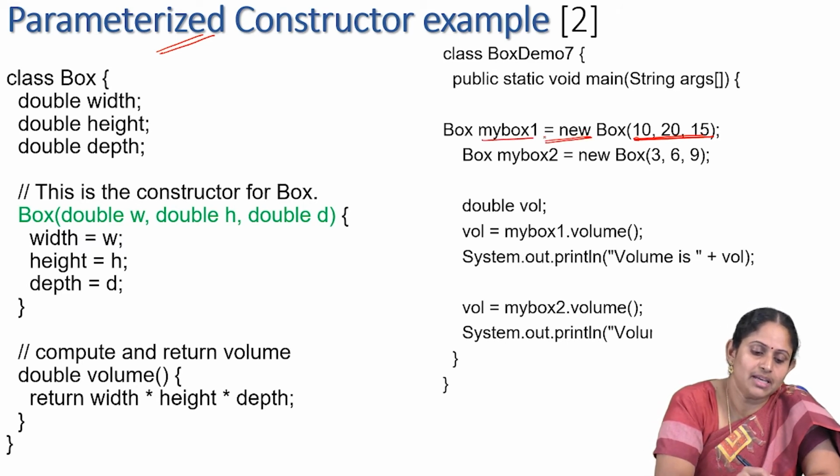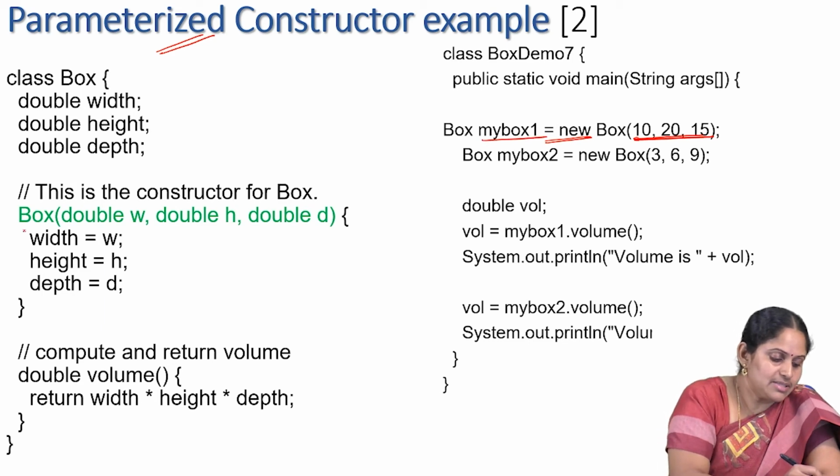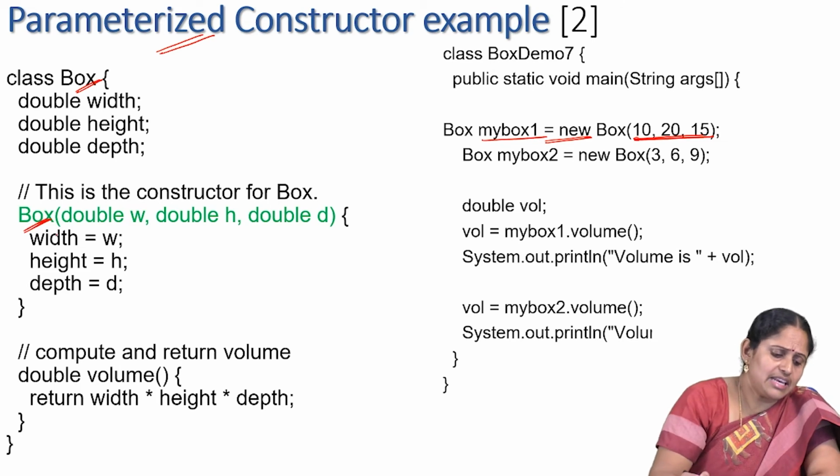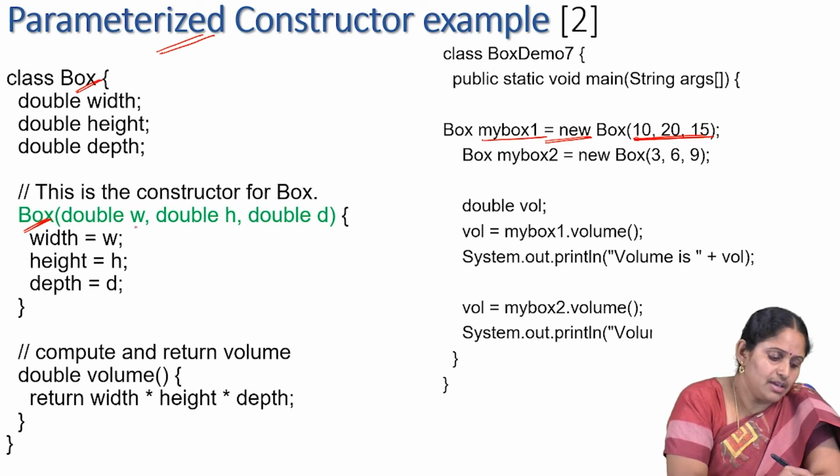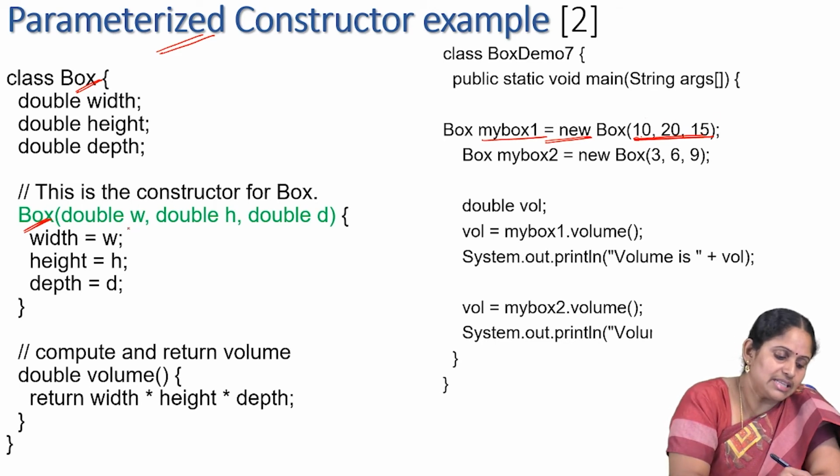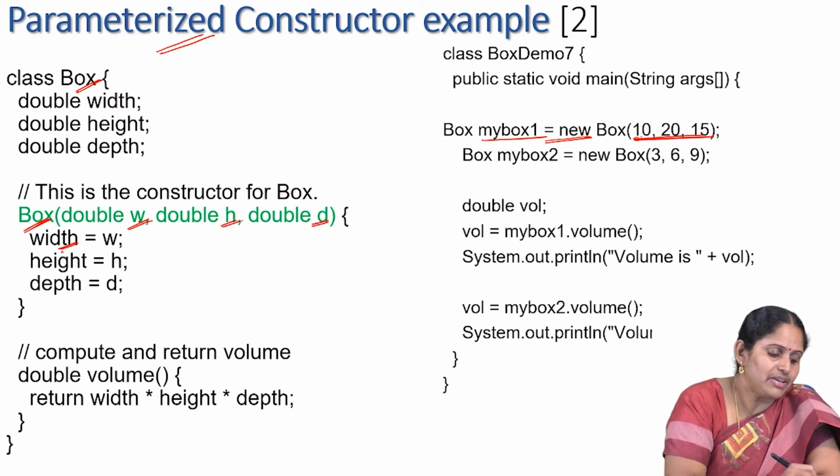So what will happen here? Here this Box is the constructor, since the class is also Box, and into that constructor we are passing these values. Those values have to be taken into some arguments, and those arguments are assigned into the variables of that particular instance of the class.